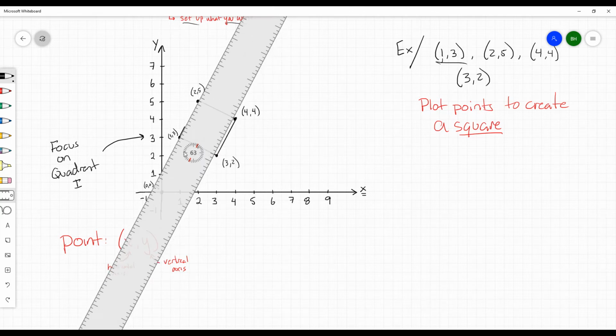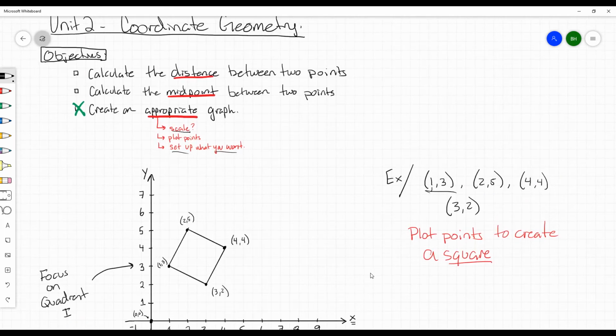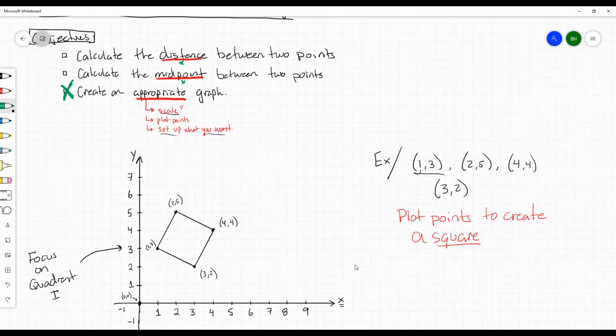This is going to conclude the creation of an appropriate graph. And for some reason, my graph has fixed itself. There it goes. And so if we come back up and we review our objectives, we've created an appropriate graph. Now it's time for us to calculate the distance between points and the midpoint between 2 points.